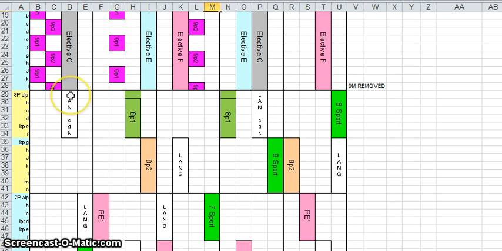So language is a bit of a problem at this school. The kids had lots of languages to choose from: ancient Greek, classical Greek, Chinese and French. And then it was difficult to fit their phys ed in. Phys ed and sports, I've done that in a plan.